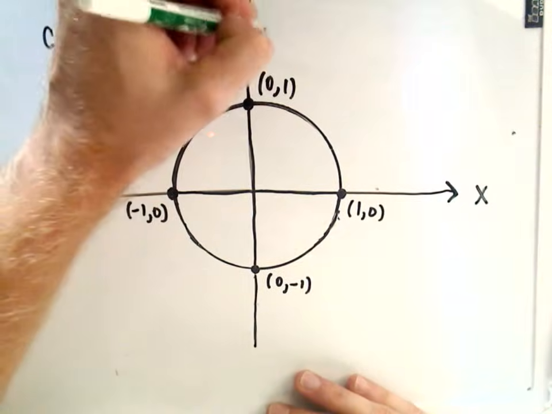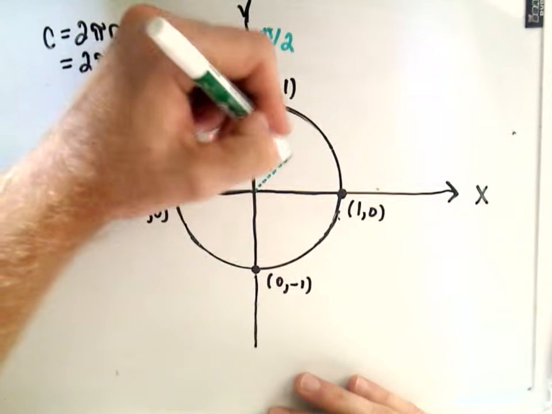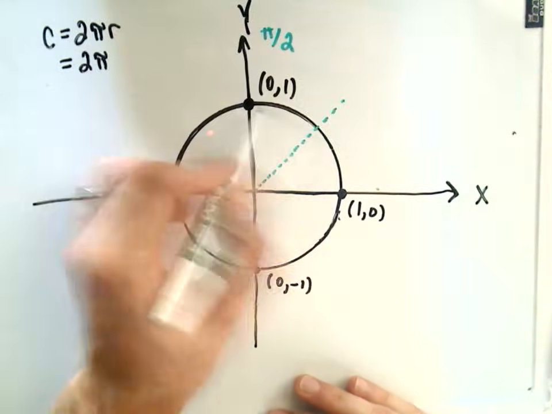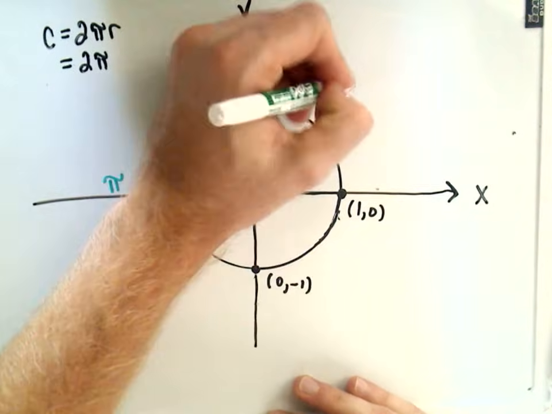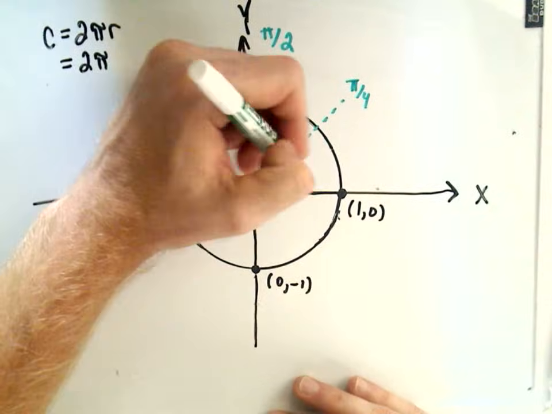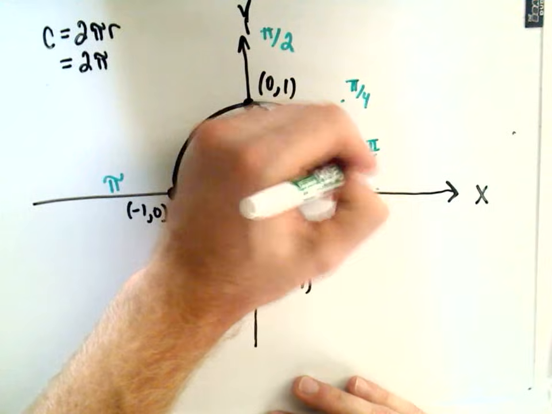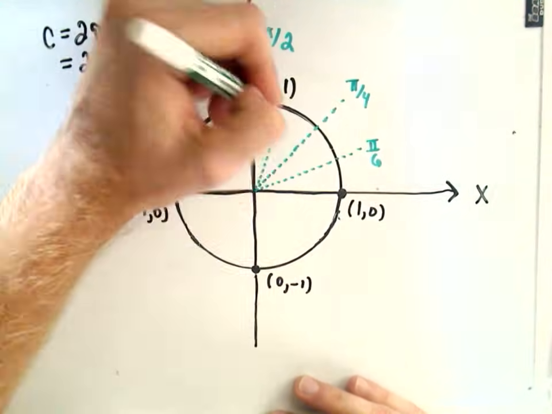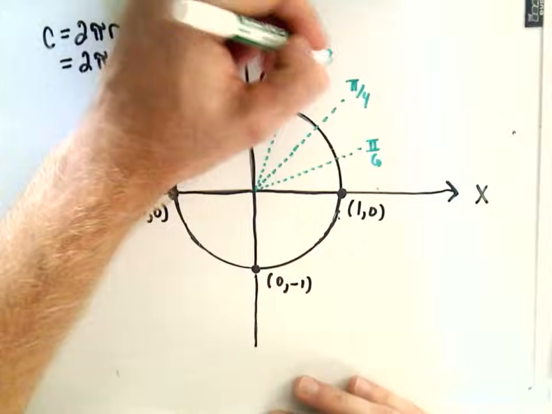Well, halfway will be pi over 2. In between pi over 2 and the angle 0, that'll just dissect the first quadrant into two equal pieces. That'll be the angle pi over 4. And then we have an angle smaller than that which usually they want you to memorize. This will be pi over 6. And then we have another angle up here. This will correspond to the angle pi over 3.